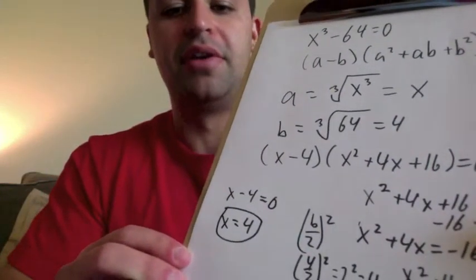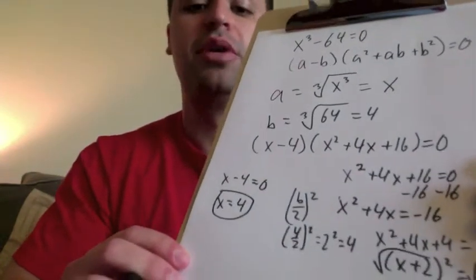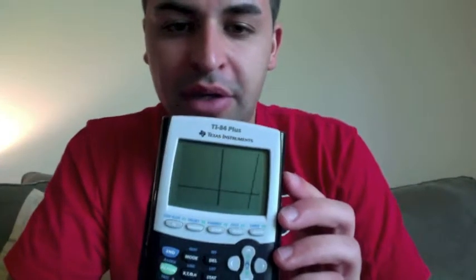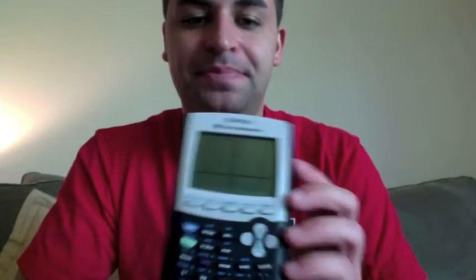Okay, so let's confirm this on the graphing calculator. If we graph this, we should be able to see that x equals 4 is where our line crosses the x-axis. So plug that into y equals x cubed minus 64 and hit graph. And even with my window kind of off, you can see that one place it's going to intersect the x-axis is right at 4. Okay, so that one's done. That's pretty easy.